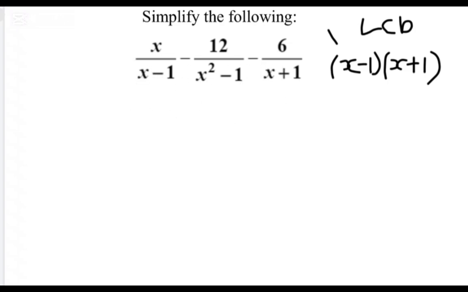We just have to try our best to make all of this the same. If you pay close attention to the middle one, this is a difference of 2 squares. When we expand it, it's going to give us this. Do you see that? This is going to be easy. So here we're going to have x, and then we're going to try to make this have the same denominator as that one. We already have x minus 1, we are just left with x plus 1. So we're going to multiply the top part and the bottom part by x plus 1.